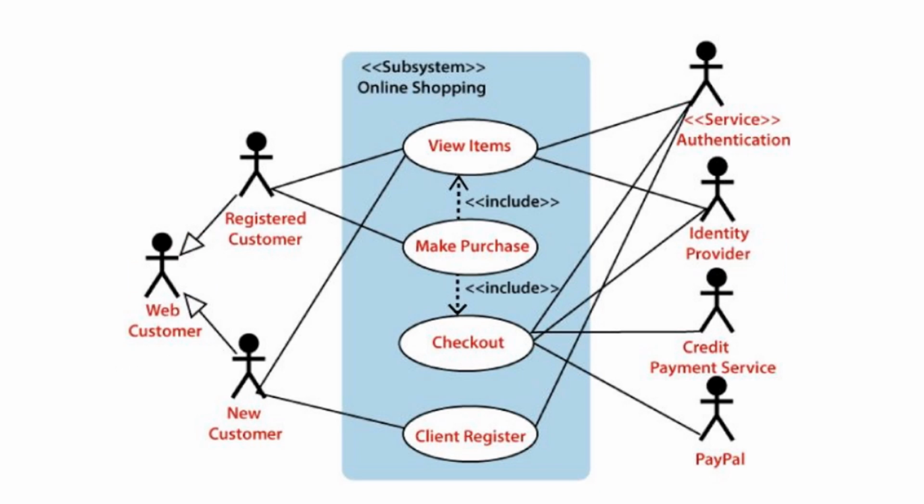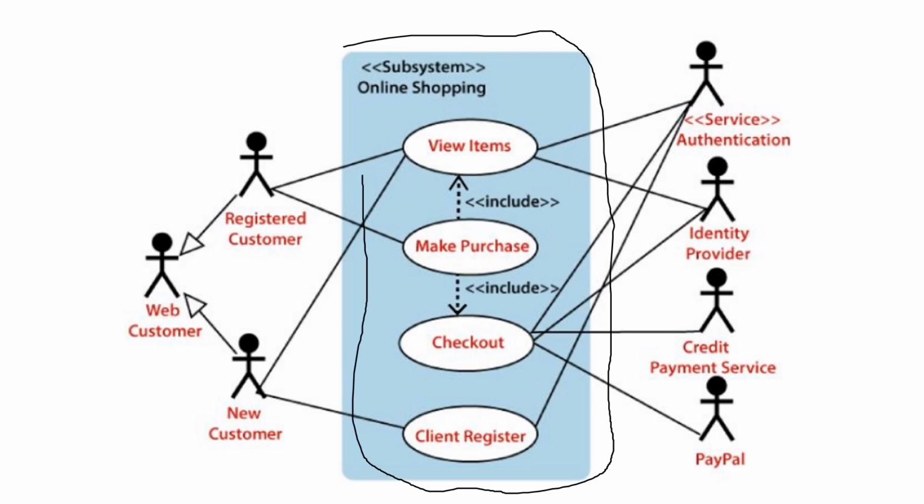Here we see an example of a use case diagram. Now let us break it down. So this is a subsystem. This blue square is basically the subsystem. These human-like stick figures are our actors. We have a total of 3 actors on the left side and 4 on the right side.